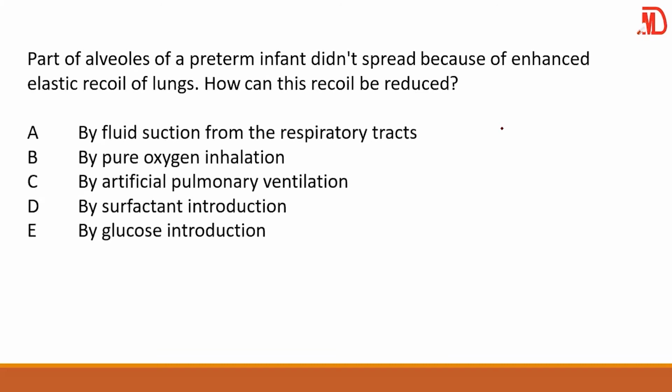Part of the alveoli of a preterm infant, that is an underage baby, did not spread because of an enhanced elastic recoil of the lungs. How can this recoil be reduced? Guys, the reason why, if you are giving birth to a preterm baby, you give a glucocorticoid is because you want the surfactant to be matured. Because without surfactant, your lungs cannot withstand the surface tension. It will be compromised. So over here, you need what? A surfactant.